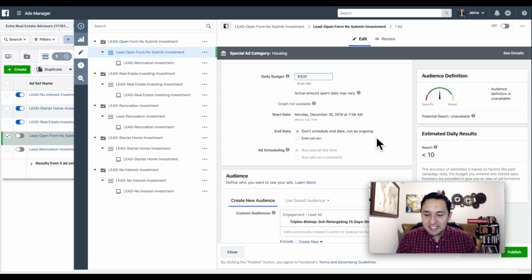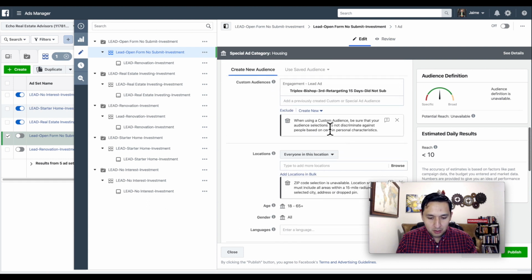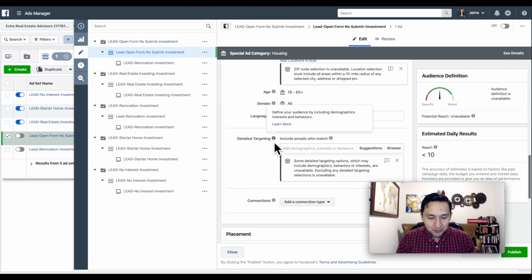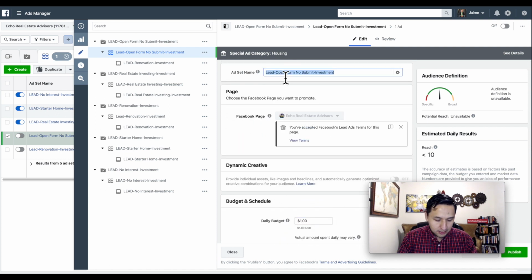And then on the estimated results, daily results, don't worry about that. That's going to be wrong 100% of the time. So you're going to be good to go. You just have to trust that what you're doing and the retargeting that you're doing is going to take hold, and that's what I'm doing.